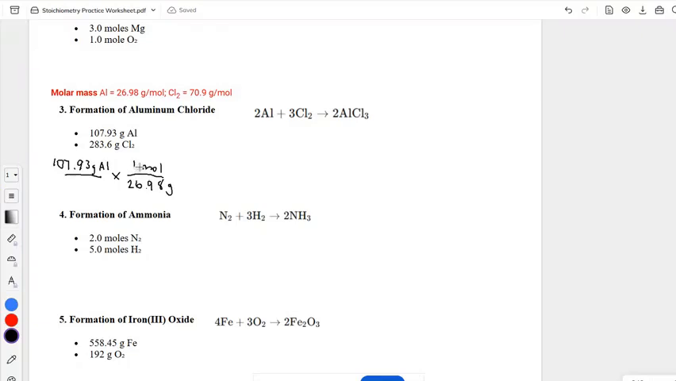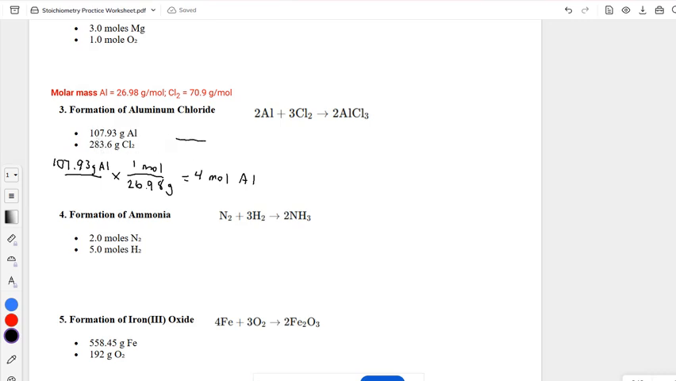All right, so now we do this. 107.93 times 1 is 107.93 divided by 26.98. And let's see what we get. 107.93 divided by 26.98 equals 4. All right, so we got 4 moles of aluminum. Now let's do the same thing with chlorine. How many moles we got? This is how many grams we got, but we got to know how many moles we got.